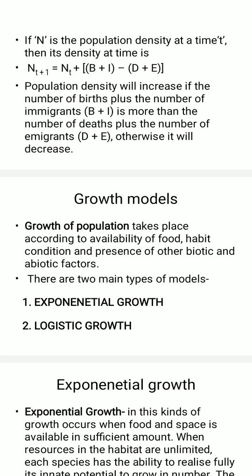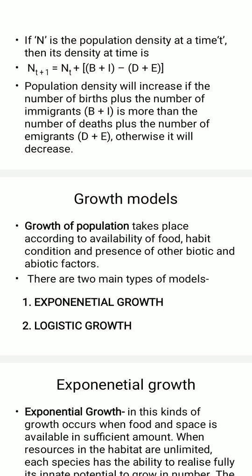The population growth mainly takes place according to the availability of the food for the organisms and the habit and habitat condition. Habit means the appearance of the organism, external look. When you observe an ant and an elephant, a cat and a rat, you can differentiate. That is called habit, the morphological outlook of the organism. And habitat condition is also included along with the habit, because the habit also helps them to live in a definite habitat. Presence of other biotic and abiotic factors also accounts for this.